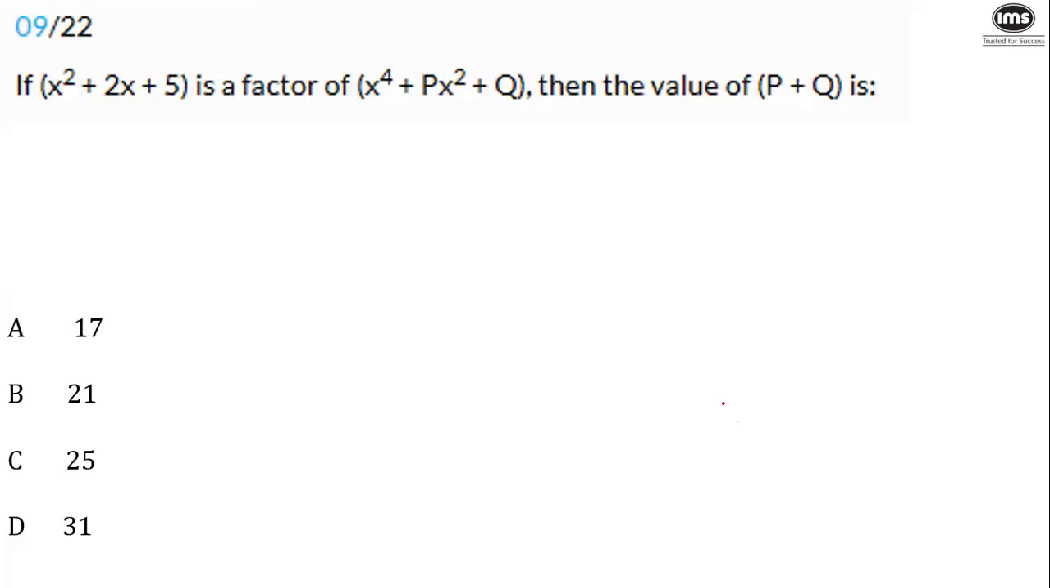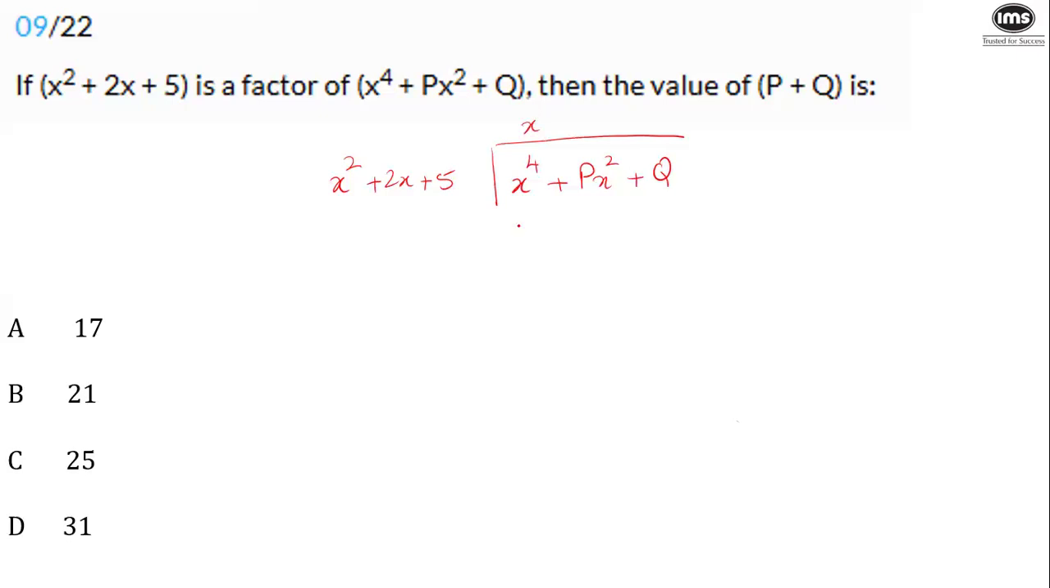If the first part is a factor of the second part, what is the value of p plus q? One simple way is to start dividing. You know the standard division: if the divisor is a factor of the dividend, the remainder should be 0. So we simply start dividing x raised to 4 plus px square plus q. We divide the dividend by the divisor, x square plus 2x plus 5. Standard routine division.